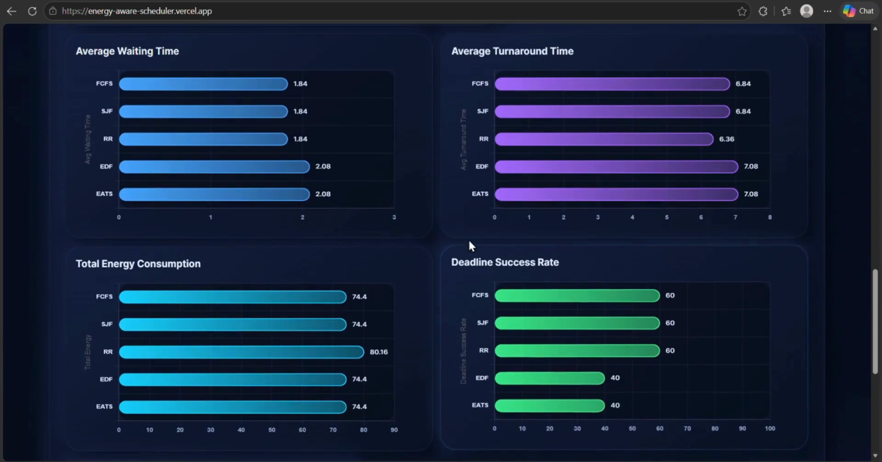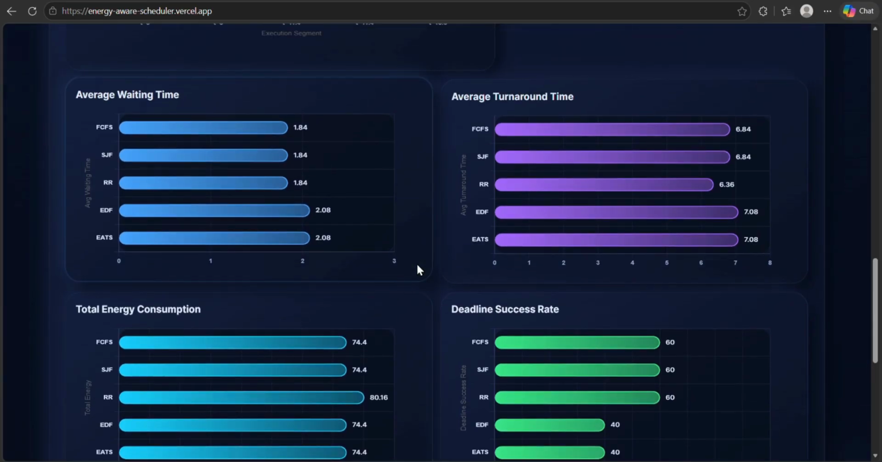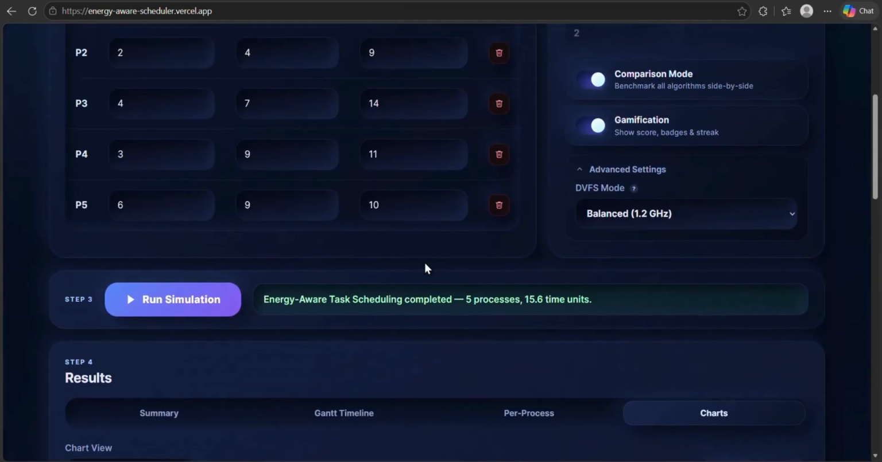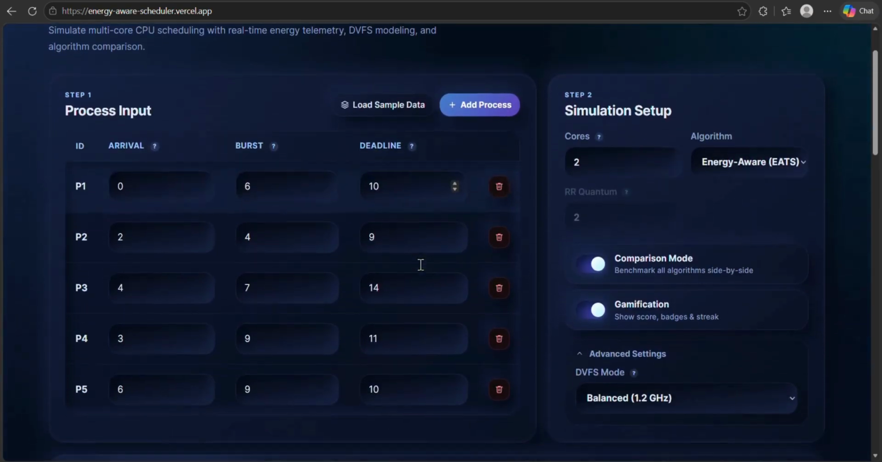While traditional algorithms optimize speed or fairness, each combined with DVFS provides a more balanced real-world approach by optimizing both performance and energy efficiency.